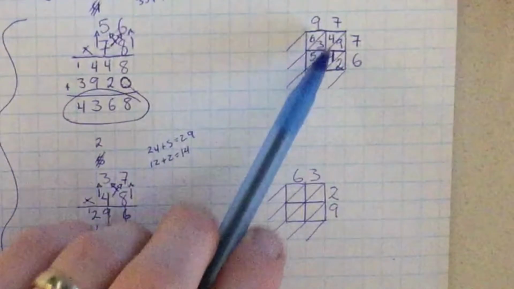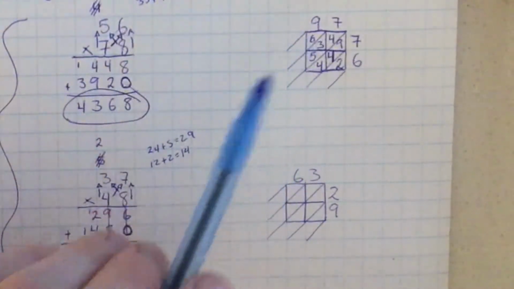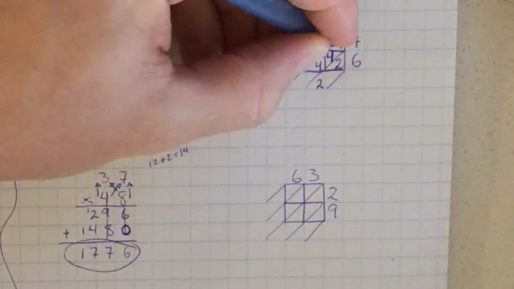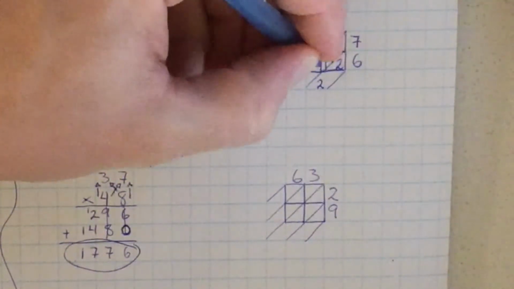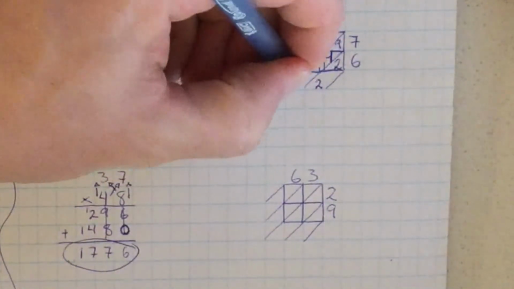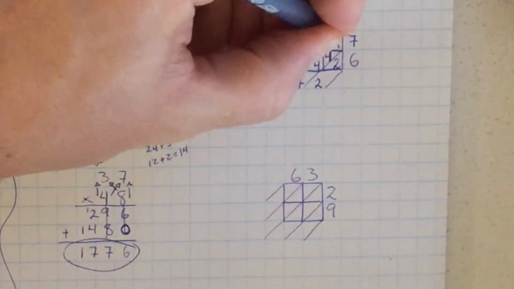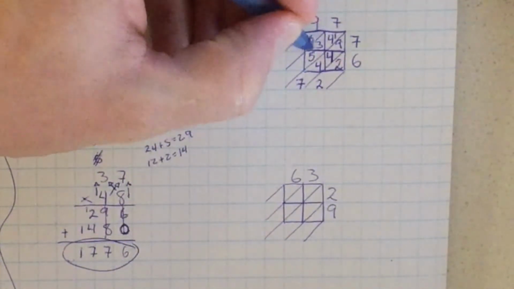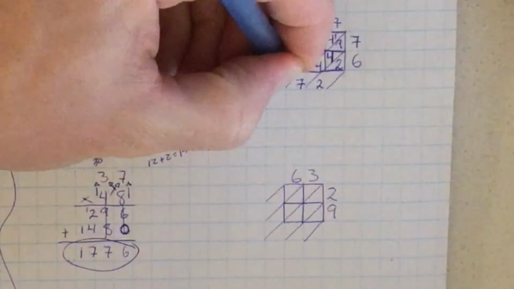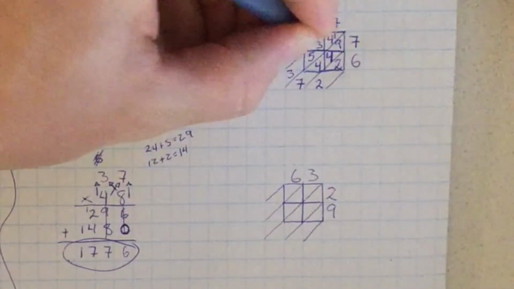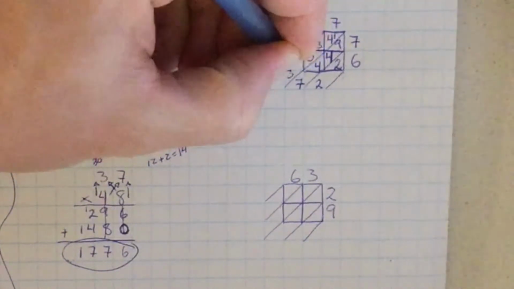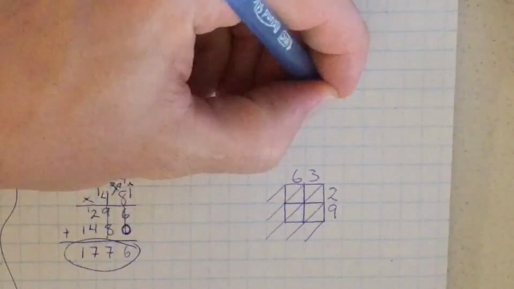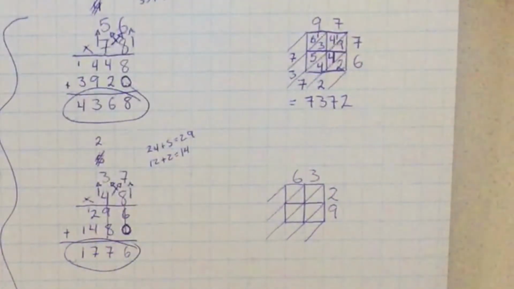We're going to add up all of our numbers in their diagonal columns to get our product. 9, add 4 is 13, add 4 is 17, 1 and 4 is 5, 8, 13, 6 and 1, 7. And we're left with a product of 7,372.